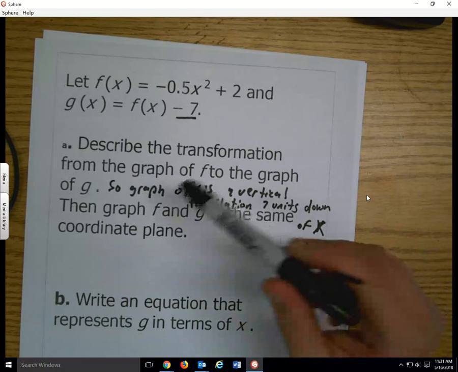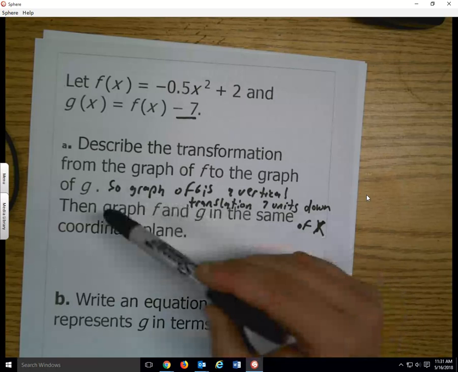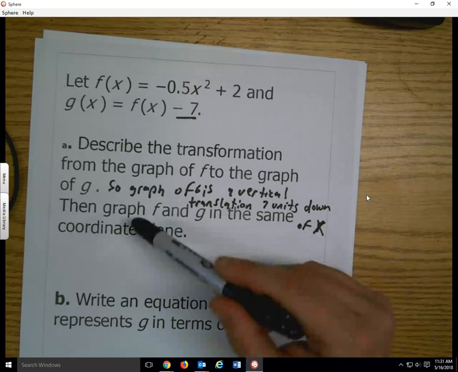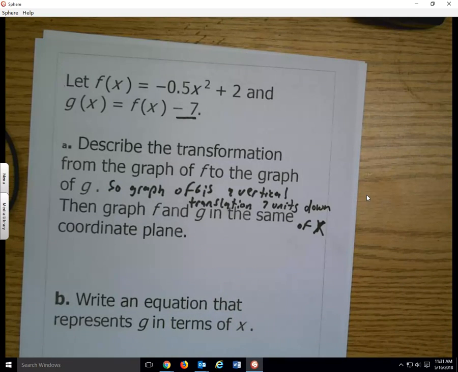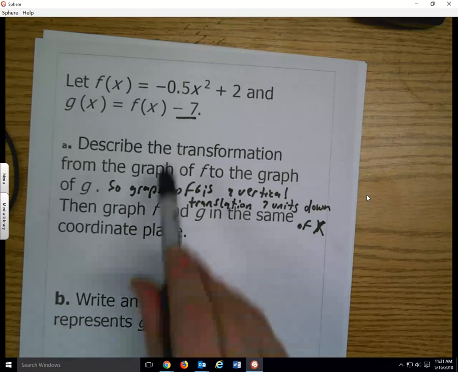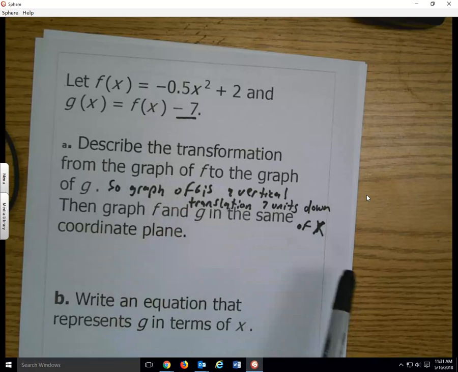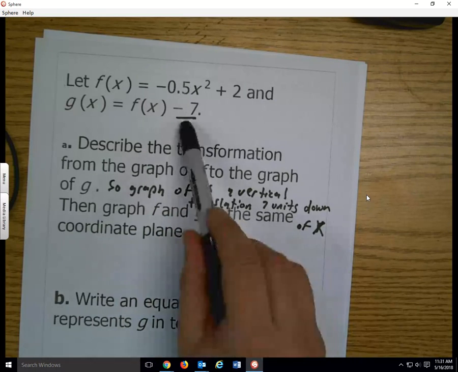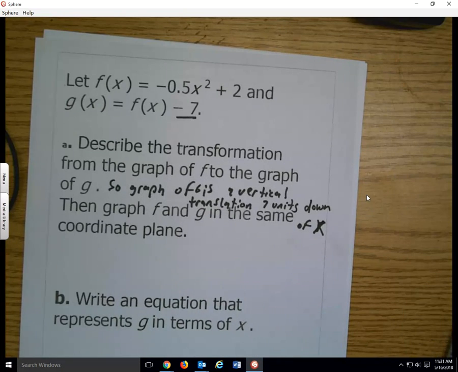So then, the next step is to graph f and g in the same coordinate plane. So all we're going to do now is graph it. Do you notice this was a -7? To review, the answer is that it's a vertical translation down 7 units. That's how you would describe the change in the graphs. This is really easy to do because we've done these steps several times.